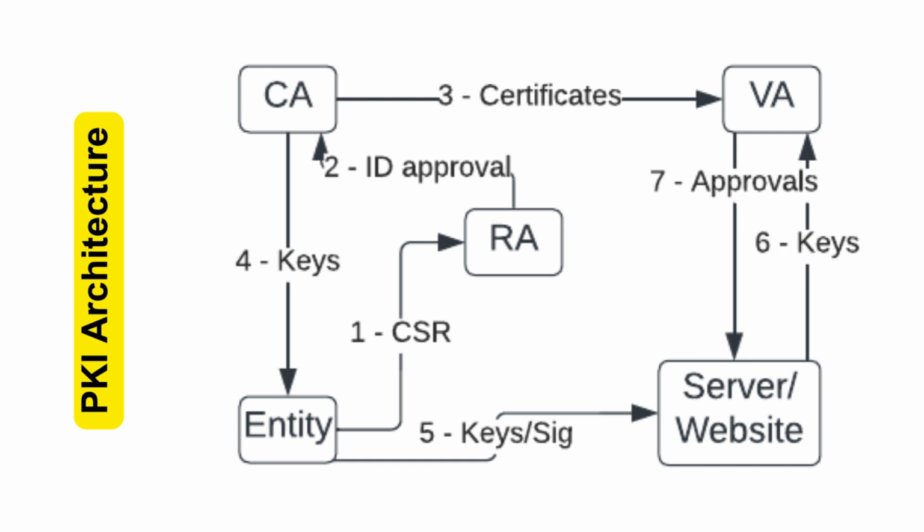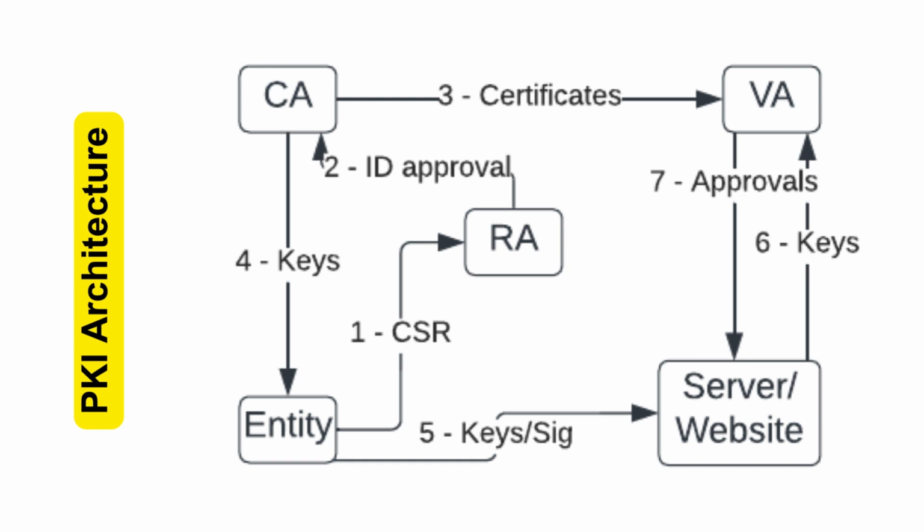Then number three, the certificate authority sends certificates to the VA, the verification authority. The CA creates a certificate with what the RA sent and sends the certificate to the verification authorities that they are partnered with.